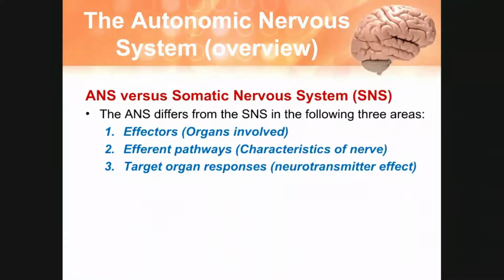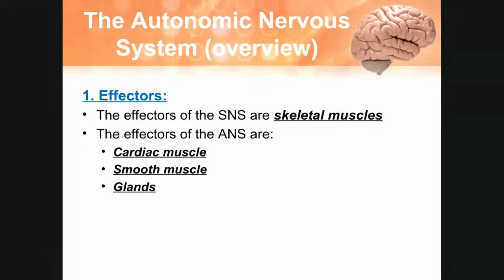Coming to the overview of autonomic nervous system, the autonomic nervous system differs from somatic nervous system in case of effectors, efferent pathways, and the target organ response. In effectors, the effectors of somatic nervous system are skeletal muscles. The somatic nervous system acts on the voluntary skeletal muscles, whereas the autonomic nervous system controls the cardiac muscles, smooth muscles, and the glands in the body.